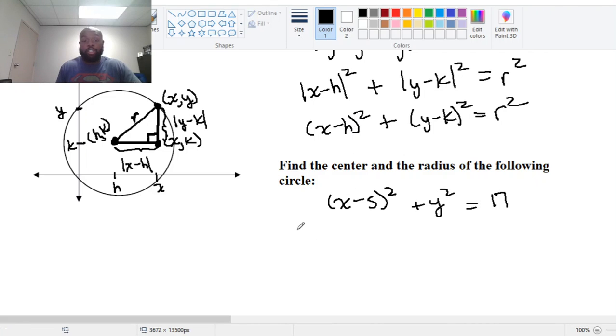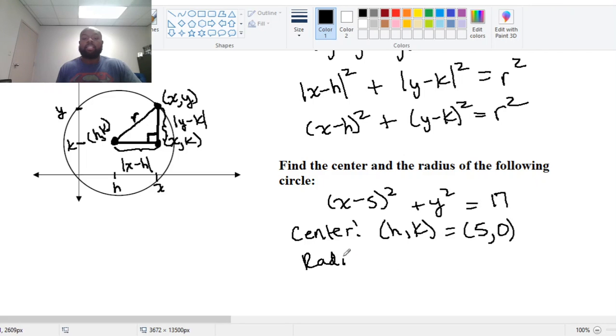Well, it's x minus h. So your center is always given by (h, k). h is whatever value is subtracted from x. Well, what's subtracted from x here is 5. k is whatever is subtracted from y. Well, it doesn't look like anything is subtracted from y. So k equals 0. So my center is the point (5, 0).